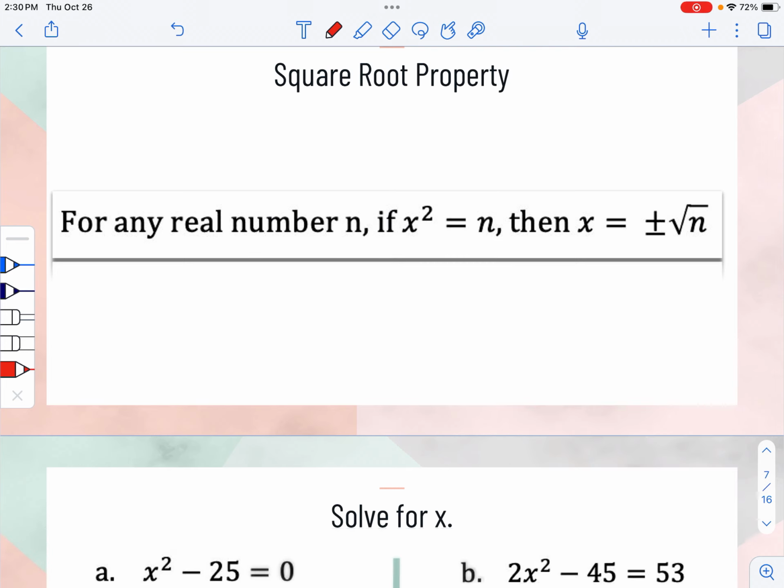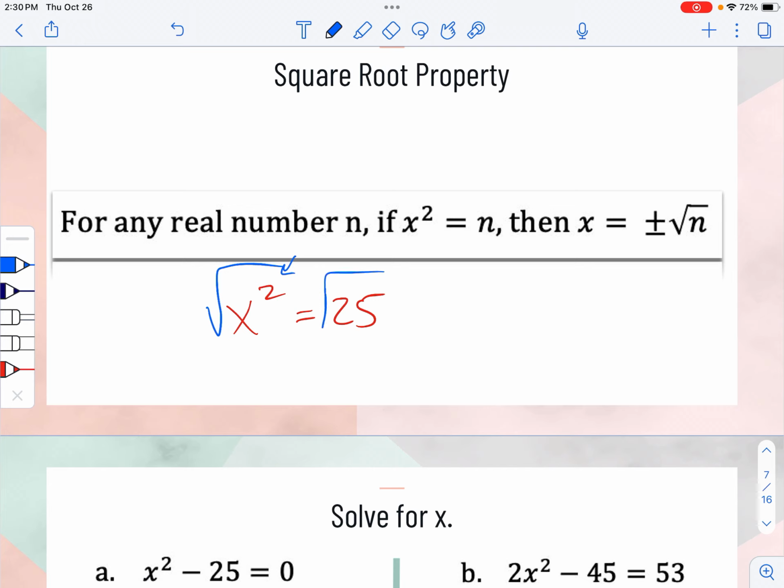Okay, what do we got here? Square root property. For any real number n, if x squared equals n, then x equals... Okay, so this goes to the fact that, I'll just make one up. We'll go with 25 again, because everyone knows the square root of 25 is 5. But I need to have two answers here, because this is an x squared, this is a quadratic.